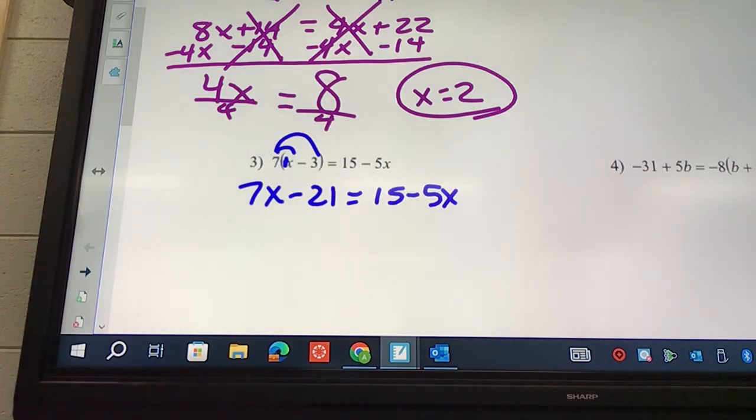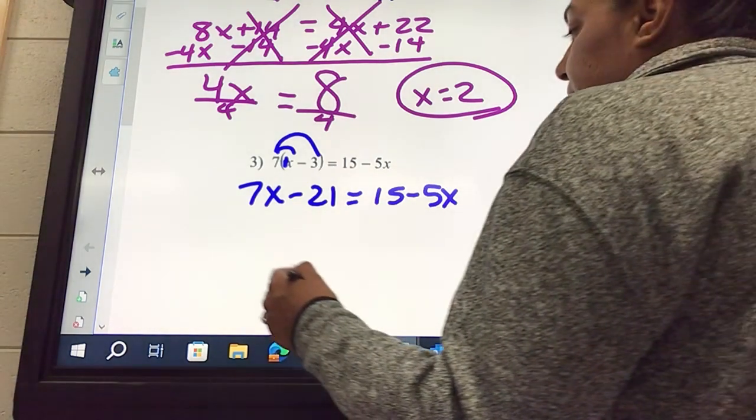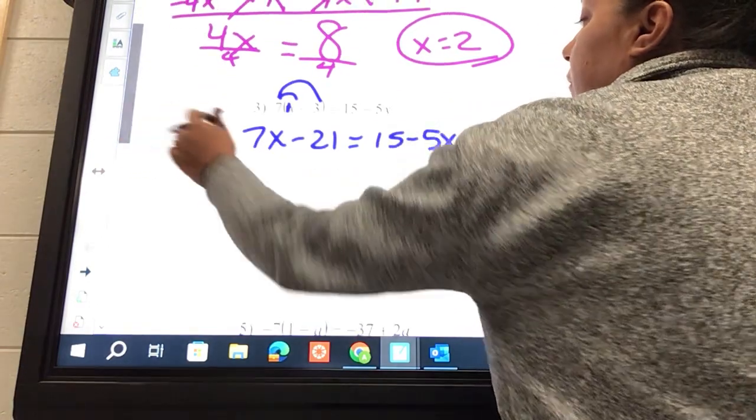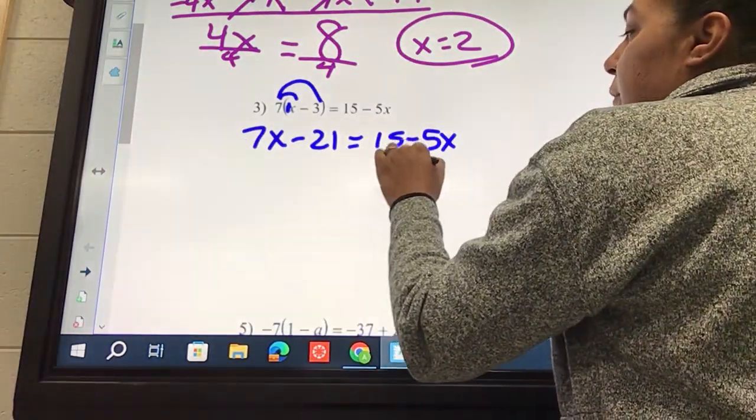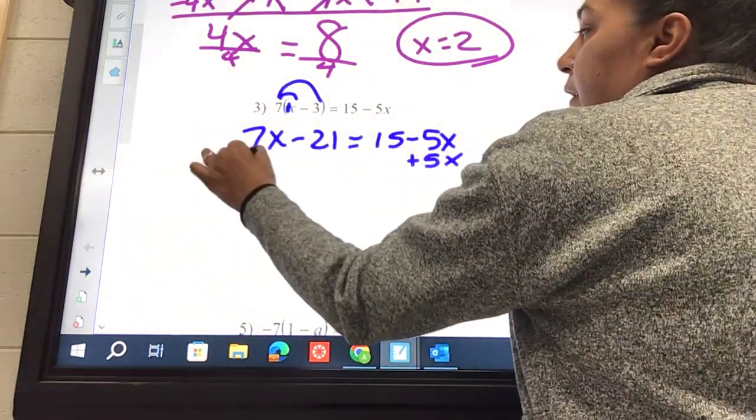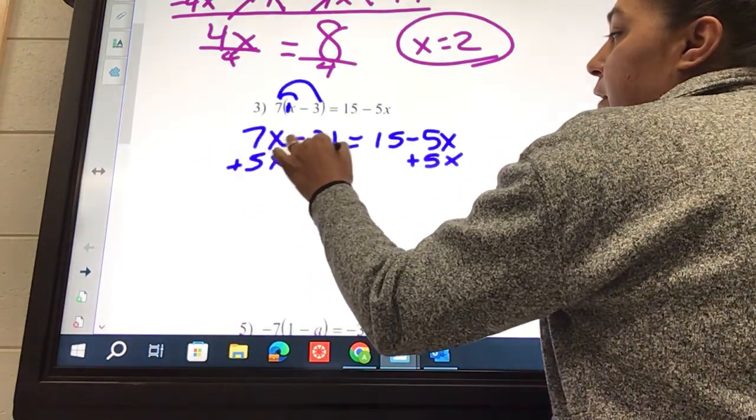Okay, how many pieces are on the left side? 2. How many pieces are on the right side? 2. So does anything need combined? No. So we're going to go ahead and move our letters to the left and our numbers to the right. What needs moved? Yep, so we're going to say plus 5x, and then she said the 21 also needs moved.